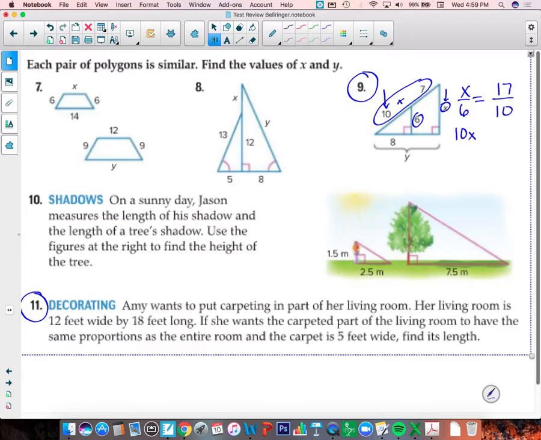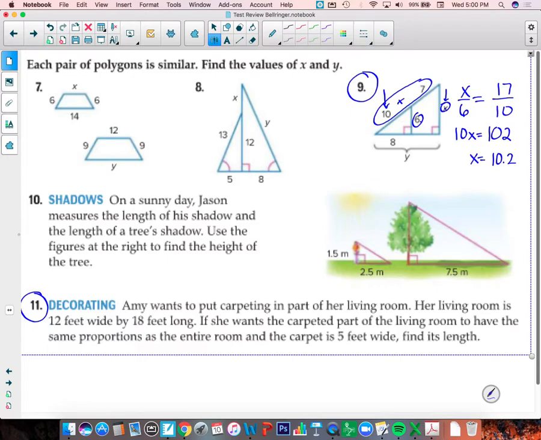So 10x equals 6 times 17, so that's 60 plus 42, so it's 102. So x must equal 10.2. Okay, and then it seemed like I got a decimal there. I don't know if it's supposed to be. Let me double check my work.